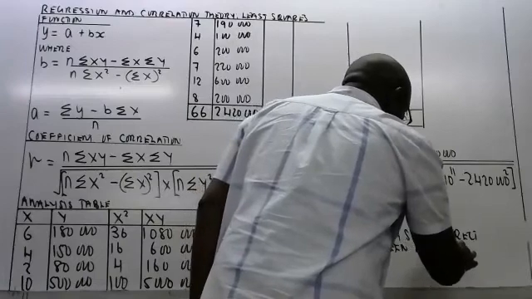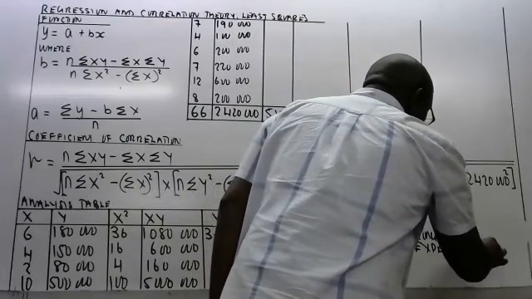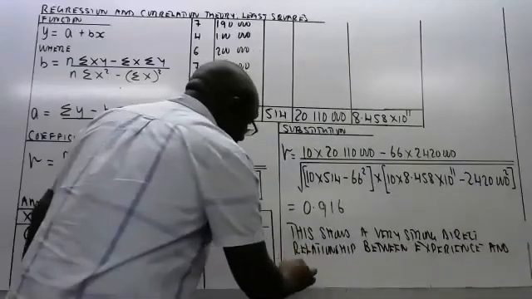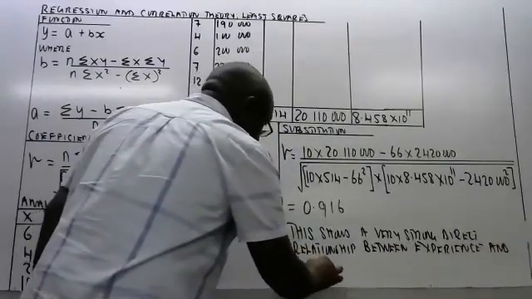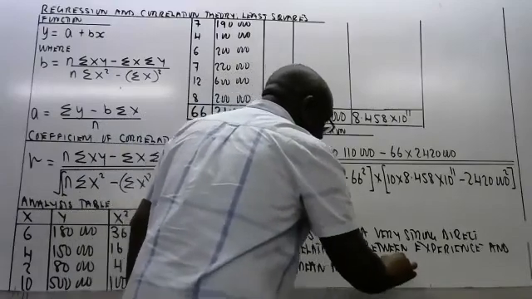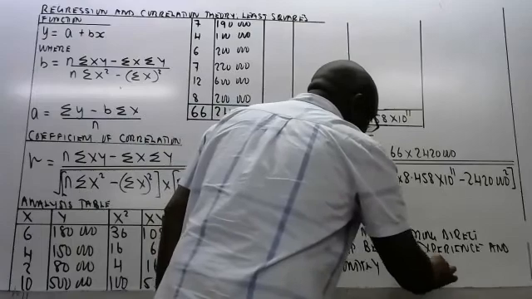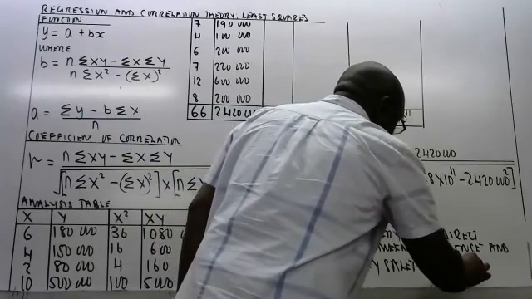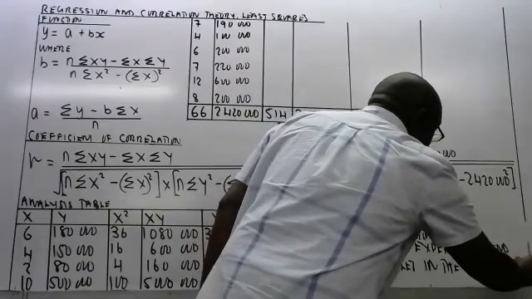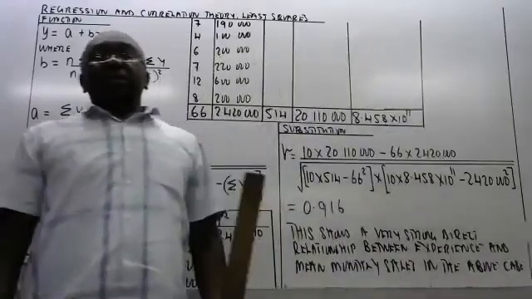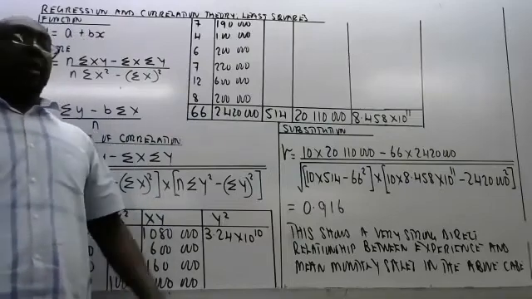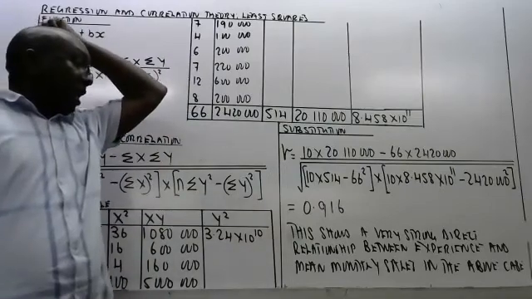Between experience and mean monthly sales in the above case. In the above case. You must say always in the above case because it's not everywhere. It is in the above case that is applied.